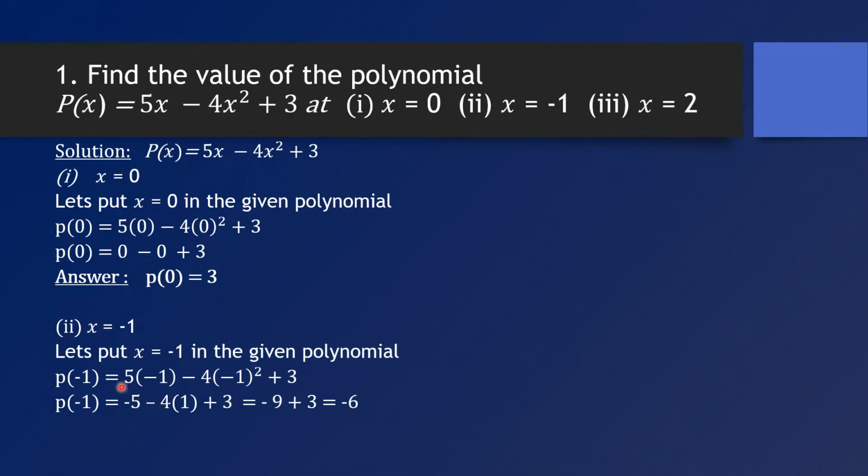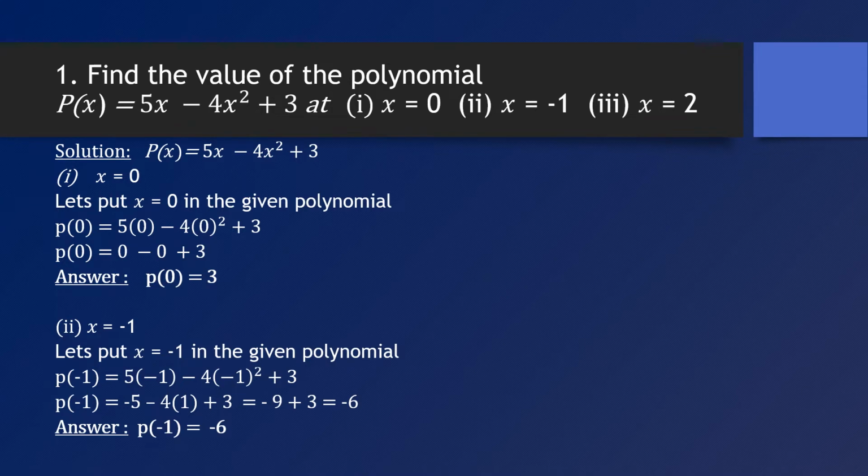Then you need to reduce this equation. Further, -5 minus 4 will be equal to -9 and then plus 3. -9 plus 3 will give you -6. So for p of x, when x is -1, p of -1 has the value -6.